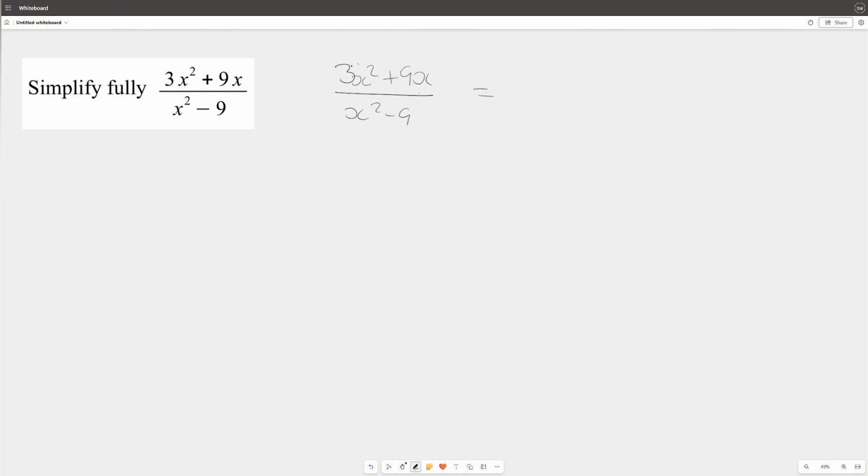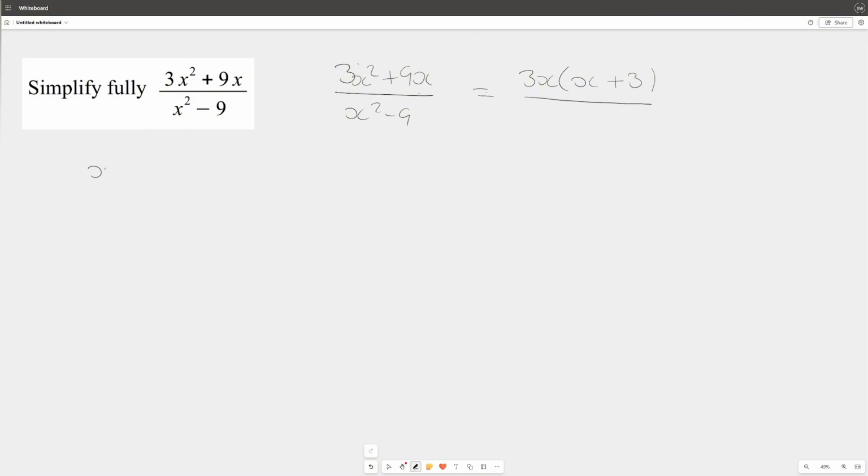So at the top I can pull out a 3x, as this will multiply with the x plus 3. 3x times x is 3x squared, and 3x times positive 3 is 9x. And that's going to be all over the factorisation for the bottom.